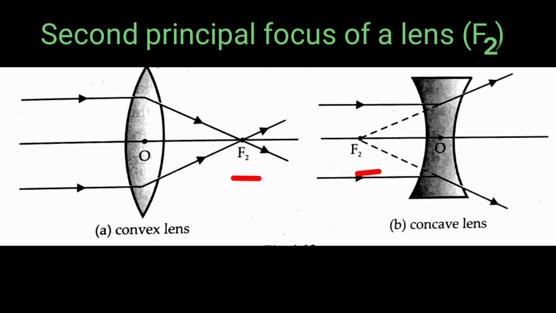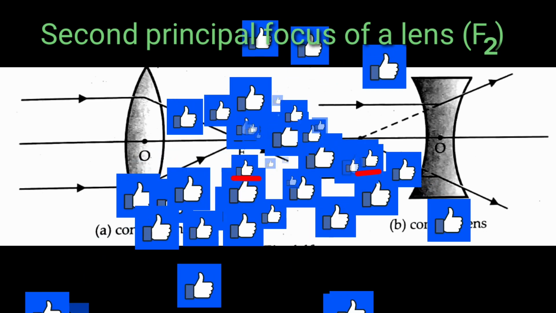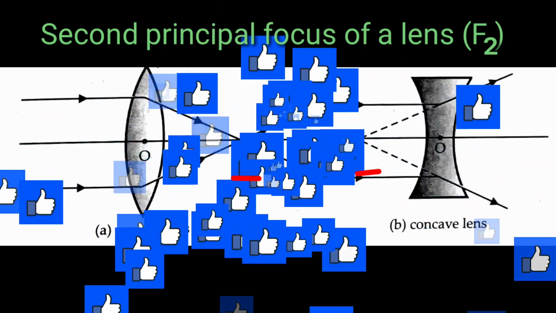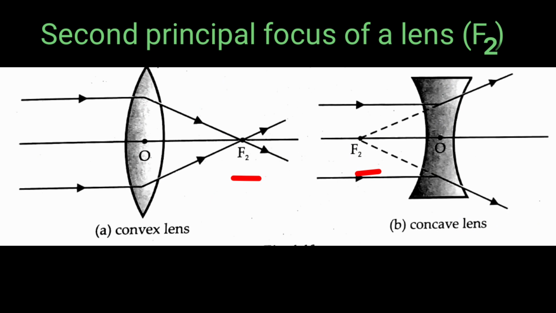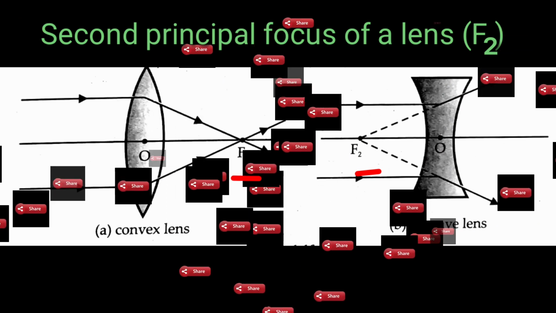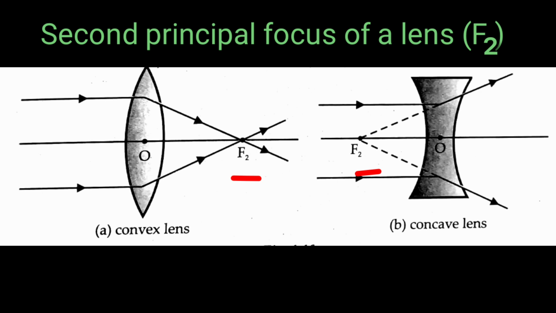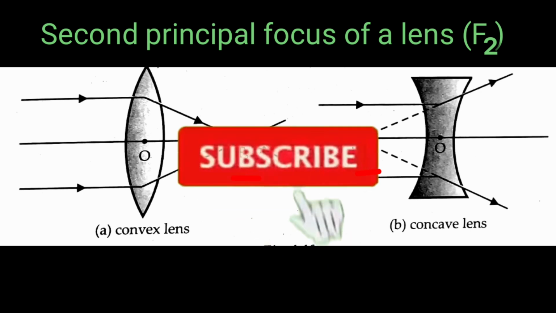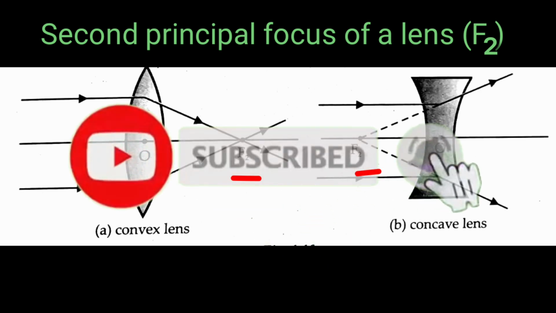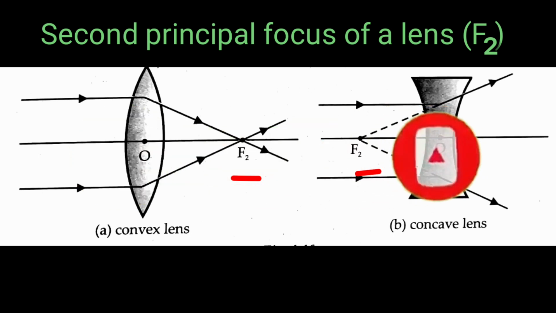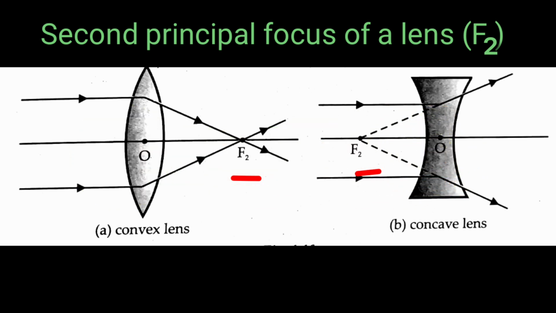Second principal focus of a lens, F2. It is a point on the principal axis of a lens where a beam of parallel rays meet or appears to meet after refraction from the lens. It is represented by F2. And the second principal focus of convex lens and concave lens are shown in the diagram.